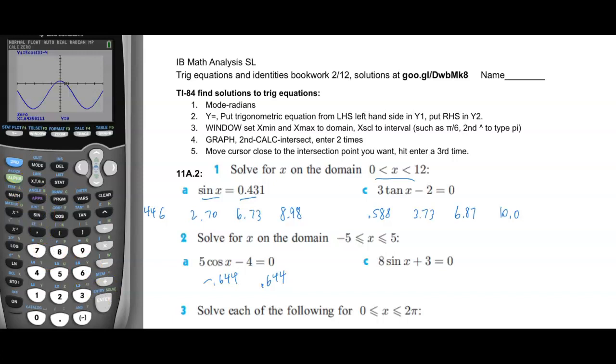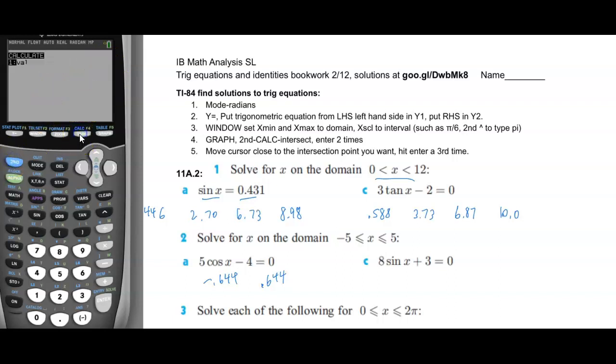Okay, now we're gonna do one that's 8 sine x plus 3. Let's graph that one. Okay, this one kind of goes off the screen, but it doesn't matter because we just want the x-intercepts. Looks like there's 3 x-intercepts, right? 1, 2, 3 x-intercepts. So same thing with this one.